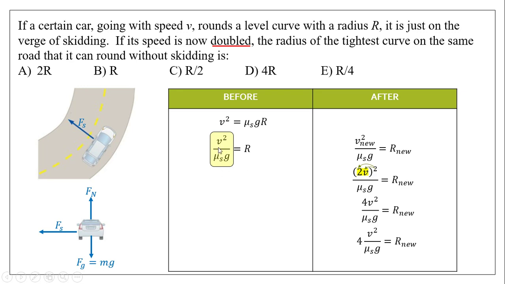Well, I noticed on the left side, this is my reference point. I have v squared over mu s times g. I also noticed that on the right side, I have the same term, v squared over mu s times g. Well, v squared over mu s times g is r. So where this highlighted box is, I can just replace that with r because that's a true statement. Therefore, I can say that r new is 4 times r, the original r, whatever r is. So the answer for this multiple choice question would be D.